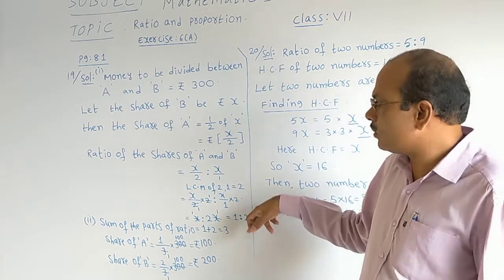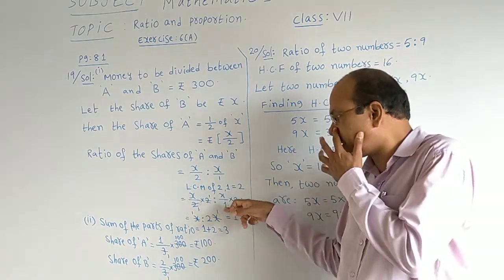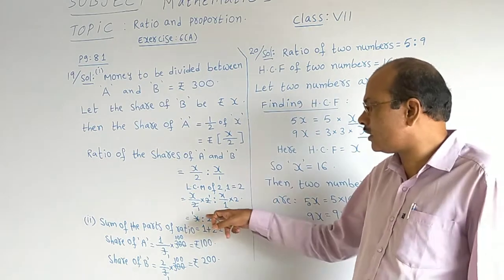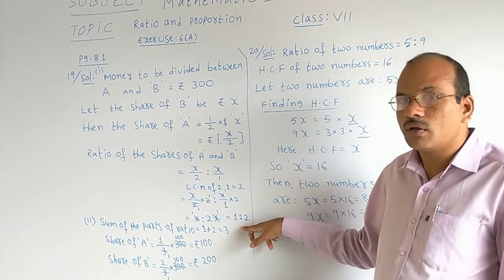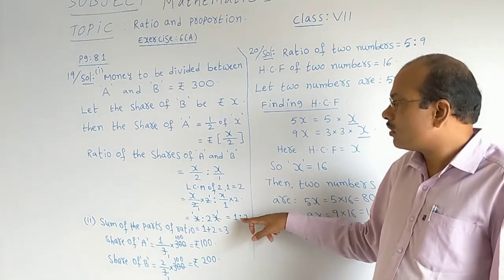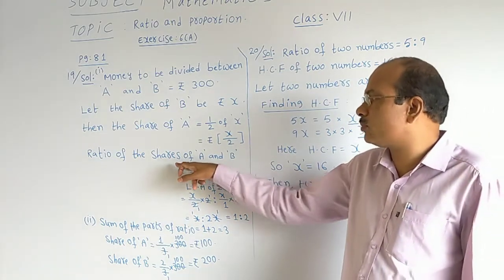Is it clear for you? So X and X can be cancelled here. Then we got 1 is to 2. This is the ratio in which the shares are going to be divided.